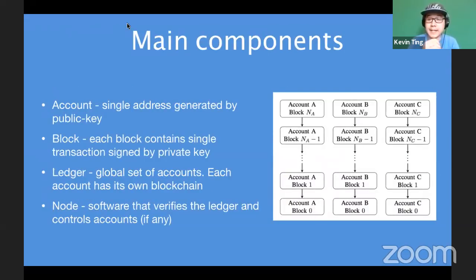The main components of Nano include an account, which is a single address generated by a public key; a block, which contains a single transaction signed by your private key; a ledger, which is a global set of accounts, where each account has its own blockchain, as you see on this slide. On the right-hand side, these are each account and their own account chains. And then the node, which is the software you run that verifies the ledger, makes sure everything is correct by the protocol's rules, and controls any accounts, like sending and receiving blocks and transactions, if they have any attached to that node.